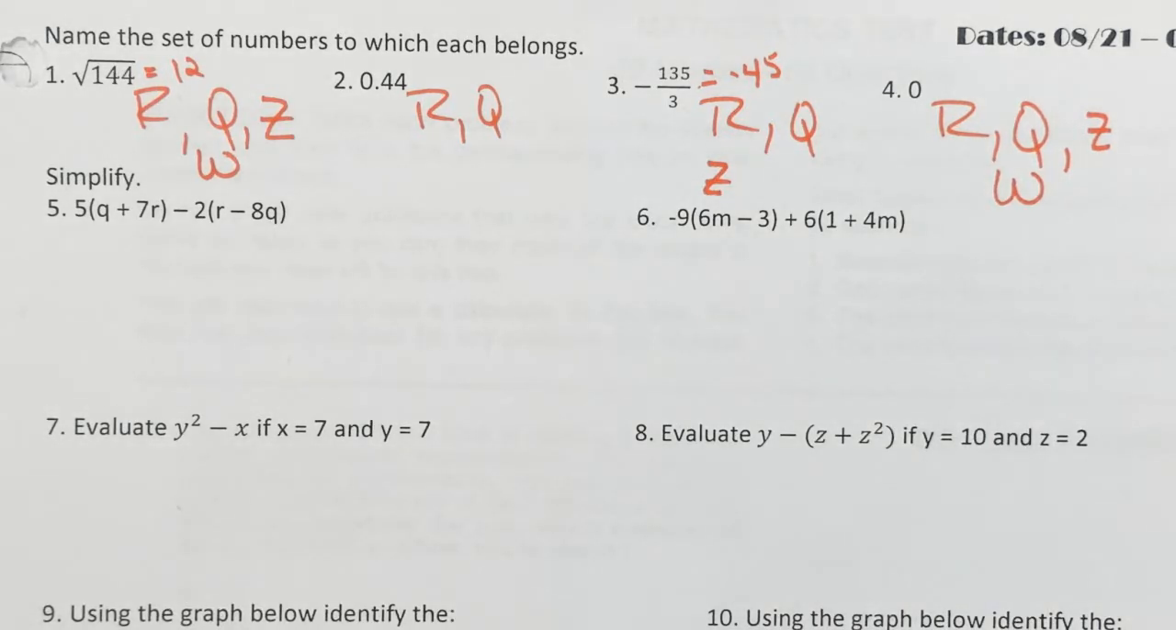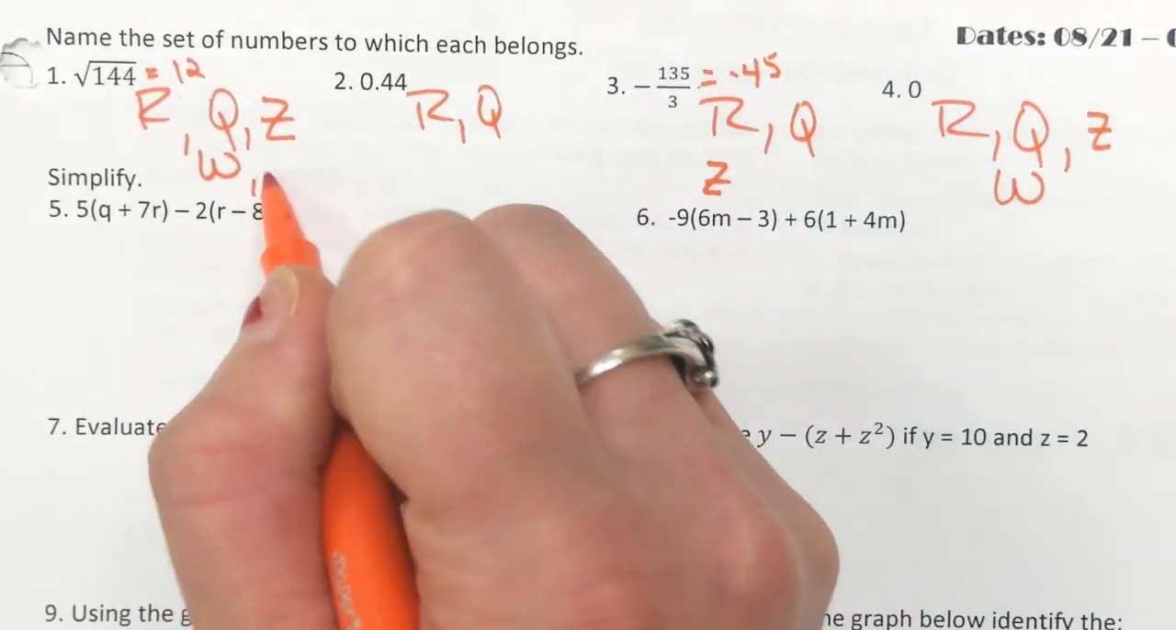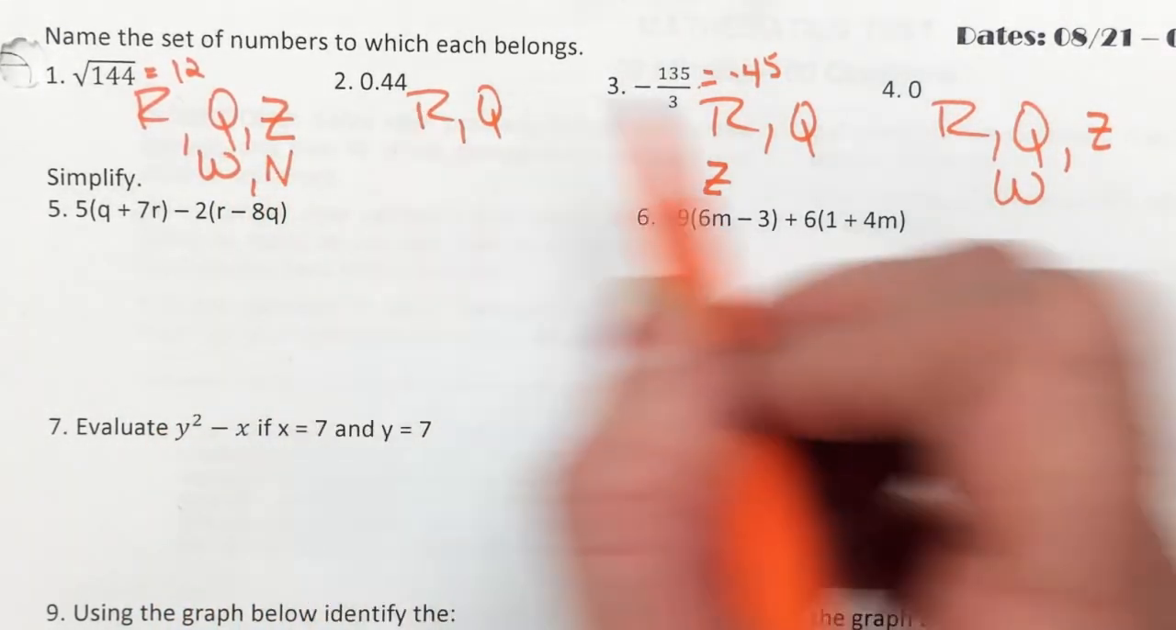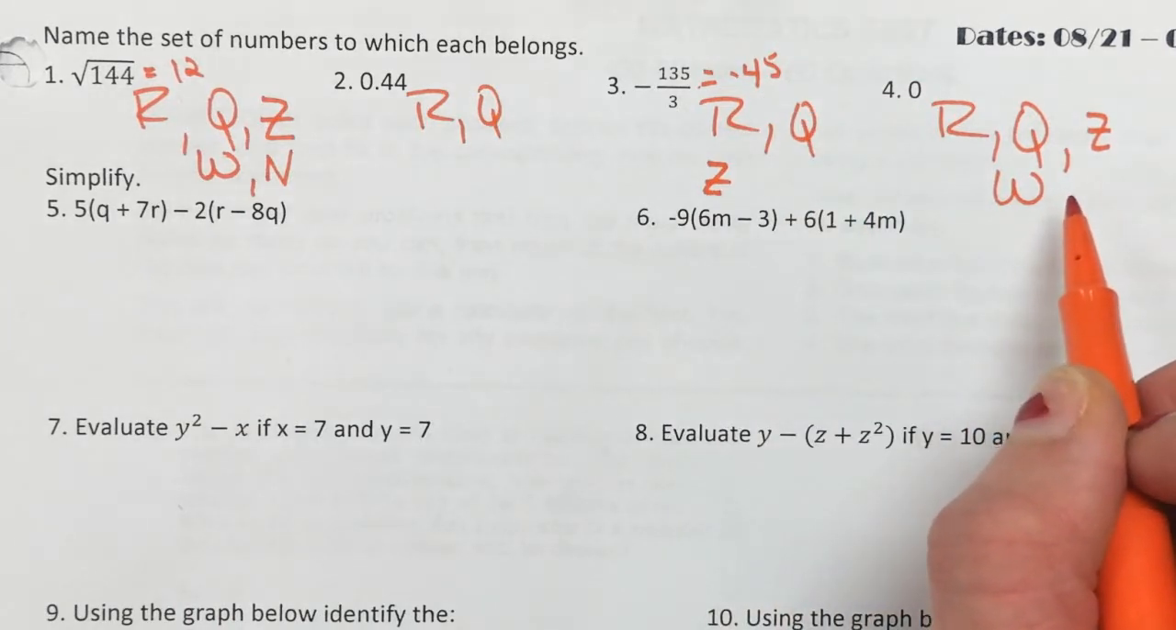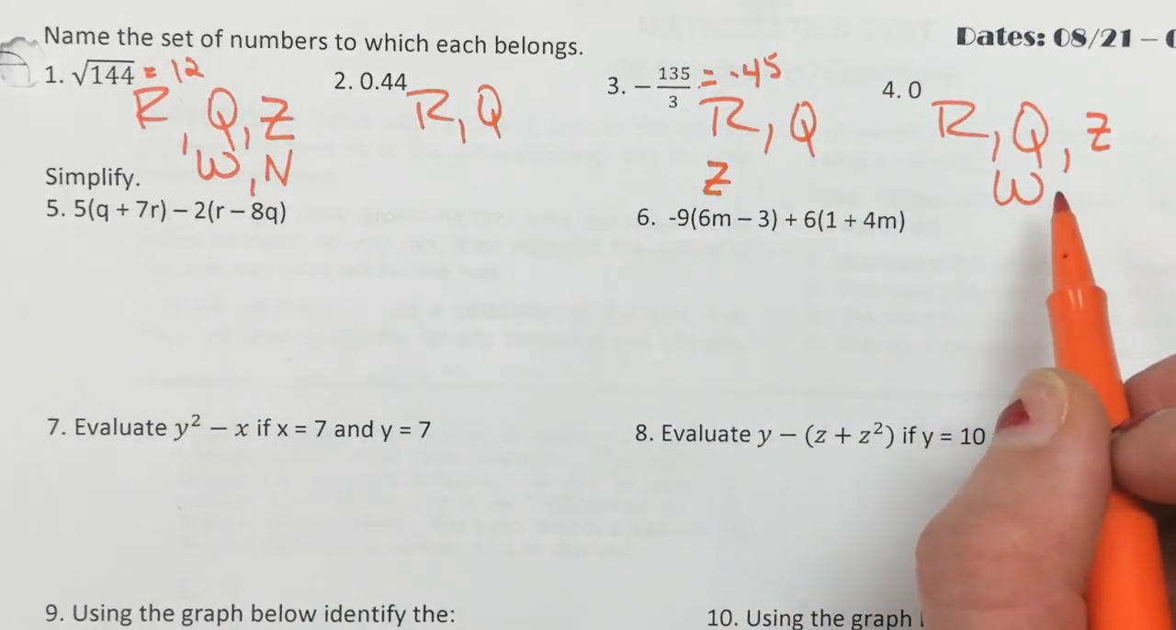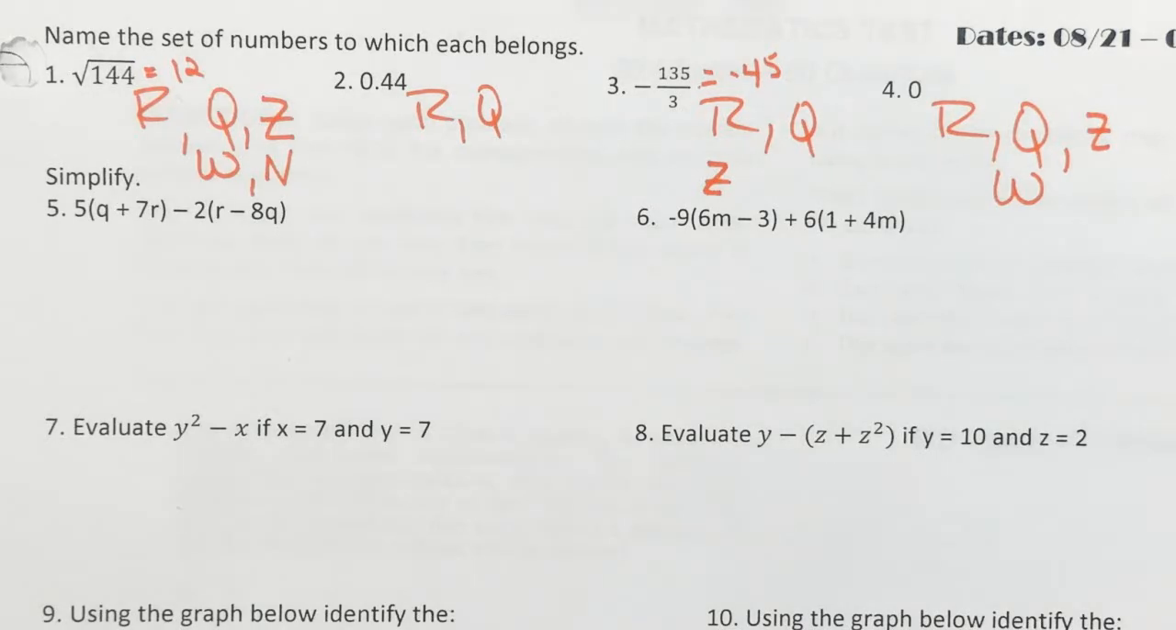How do you naturally count? Do you naturally count to 12? Yeah. Do you naturally count to 0.44? Do you naturally count to negative 45? No. Do you naturally count with 0? No, we don't count 0, 1, 2, 3, 4, 5. We just count 1, 2, 3, 4, 5, right? There you go. Y'all okay?